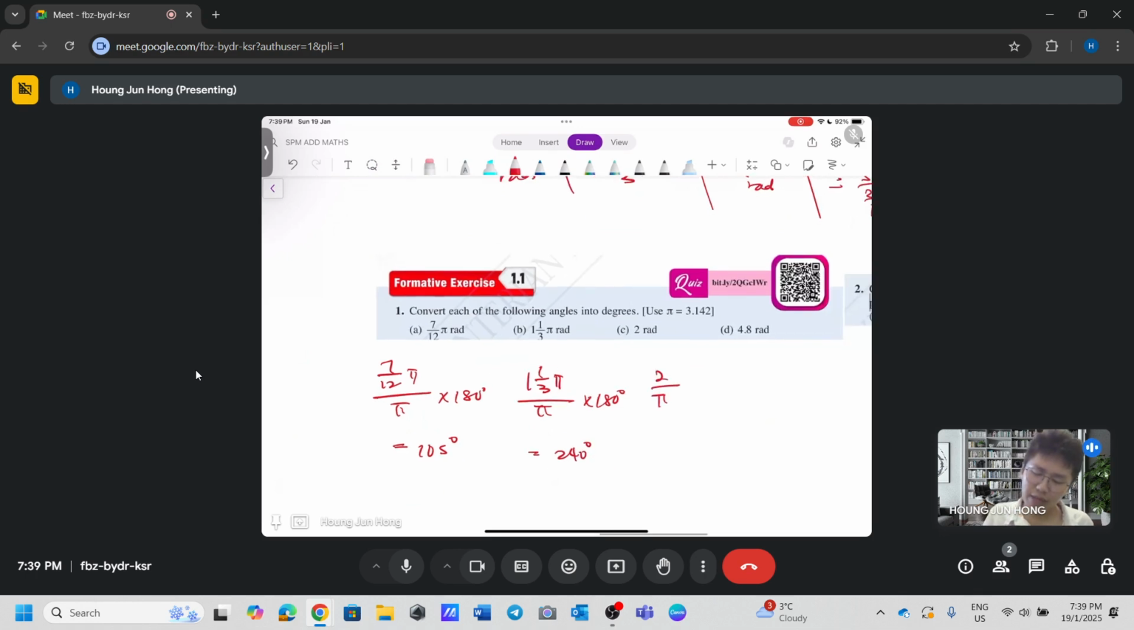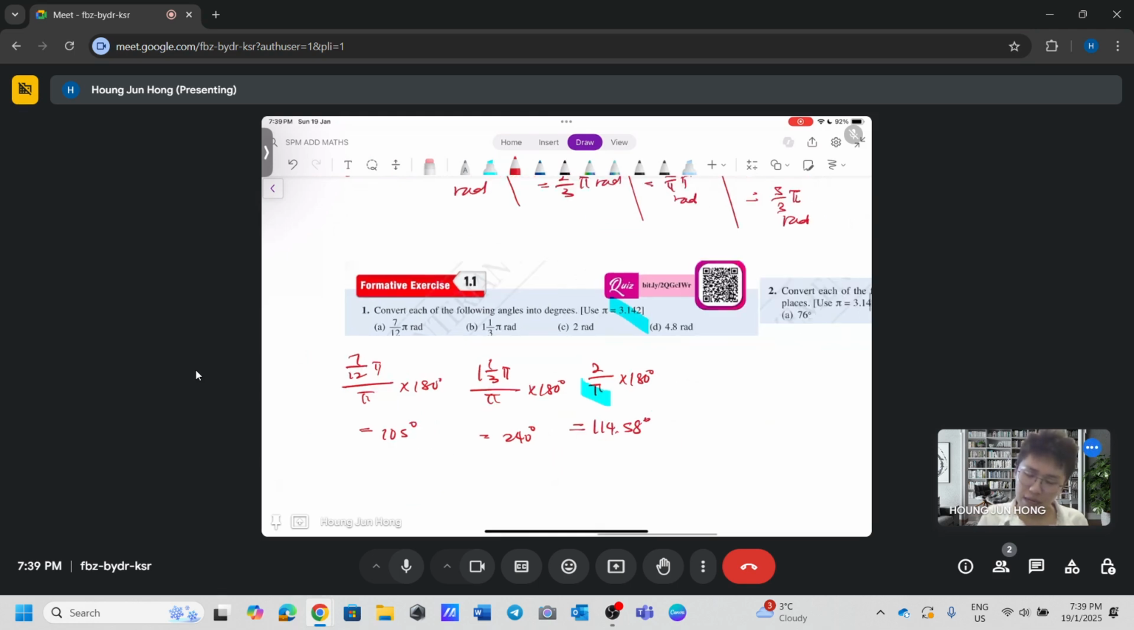2 over pi times 180 degree. Remember pi, you put what value? You put 3.142. 2 over 3.142 times 180, 114.58. Lastly, this one, divided by pi, multiplied by 180 degree, 274.98. Okay, that's it. Again, I will go fast because this is really simple.